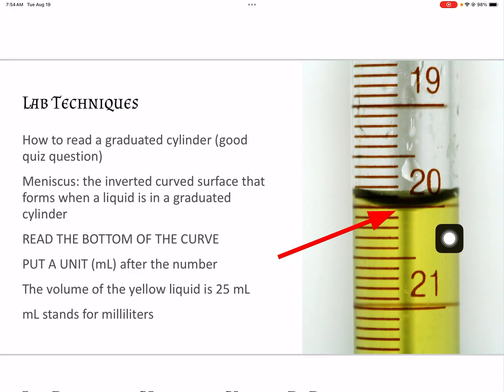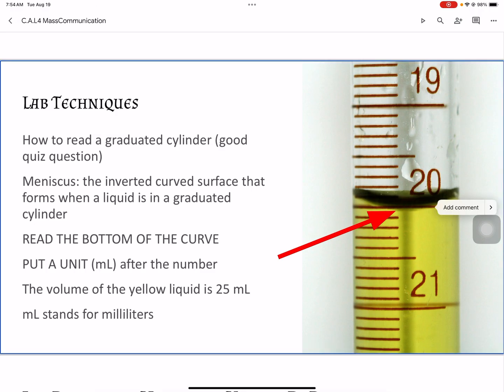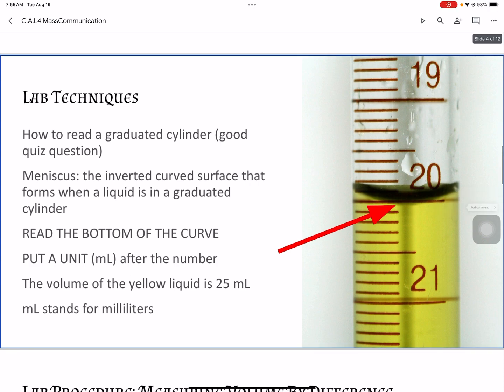So the volume, oh, I made a mistake in my typo. The volume of the yellow liquid is 20 mLs. And mL stands for milliliters. So that's how you read a graduated cylinder, you read the bottom of the meniscus. And again, the volume of the yellow liquid is 20 mLs.